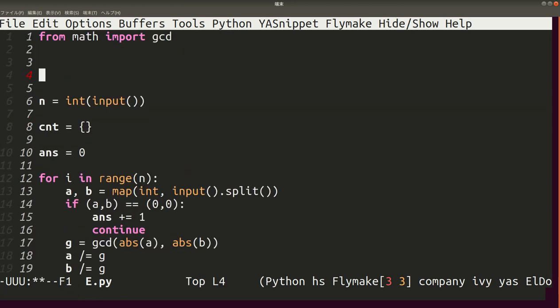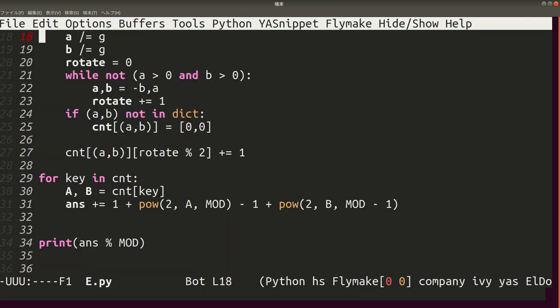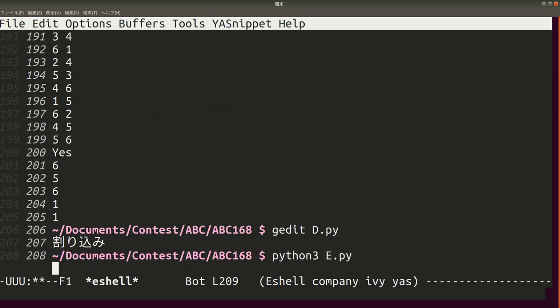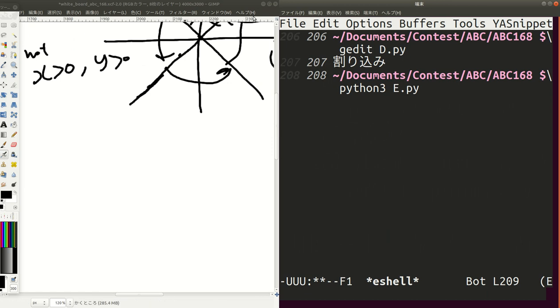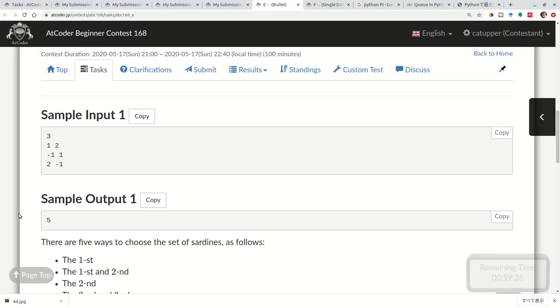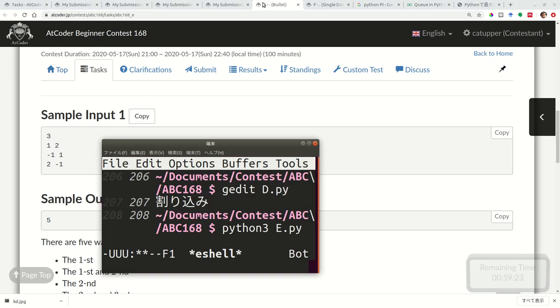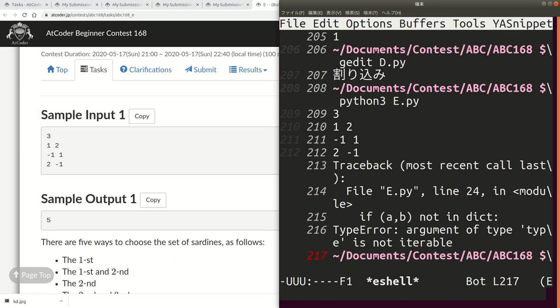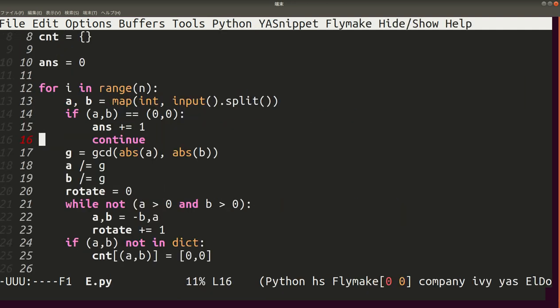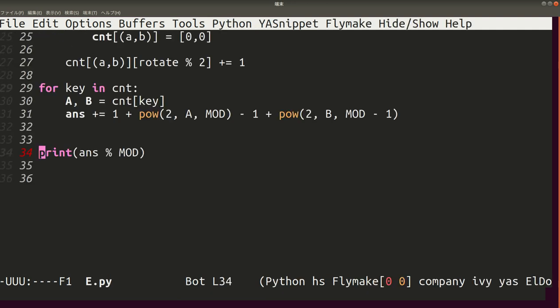Mod is 10 to the 9 plus 7. Okay, so let's check it out. Let's test it with the sample. How about this? Oh, type is not iterable. Not in dict, count.